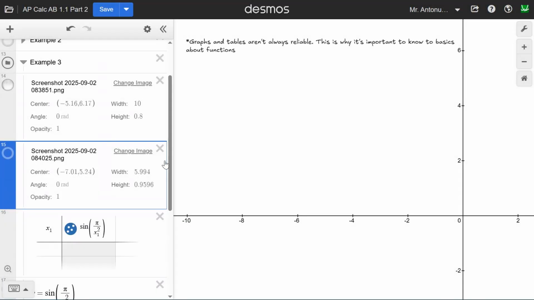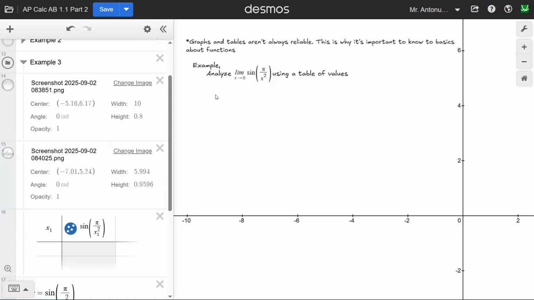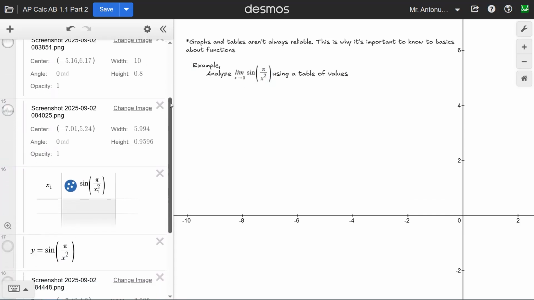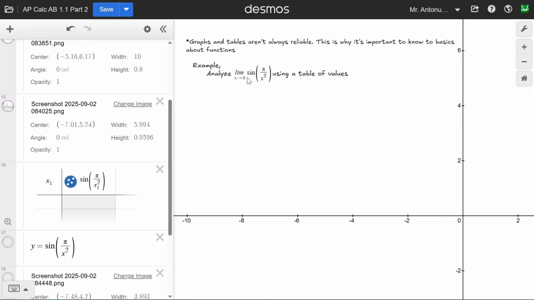So graphs and tables aren't always reliable. This is why it's important to know the basics about some functions. We'll look at this example and analyze a table of values in this case to show why this might not always be the case. We want to take the limit as x approaches 0 of sine pi over x squared. We're going to use a table of values here. Notice that when you plug in 0, the function is undefined. So it makes sense that we would want to see what happens as x approaches 0.